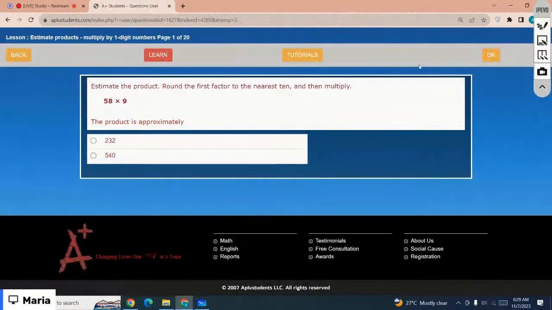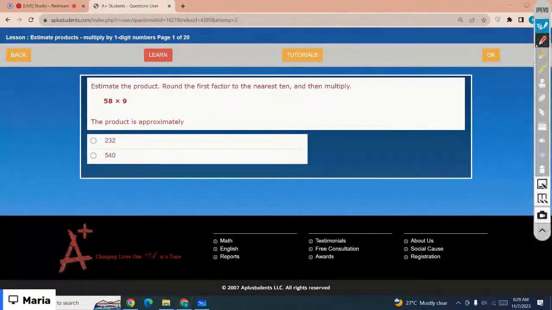So in the question you are given, you have to round the first factor to the nearest 10. Here you have 58. So 58 is rounded to which 10? 50 or 60? 58 is rounded off to 60 and you have to do 60 times 9, right? 9 times 6 is 54. So that would be 540. Very good. 58 is rounded to 60. So the correct option is 540. Got it?